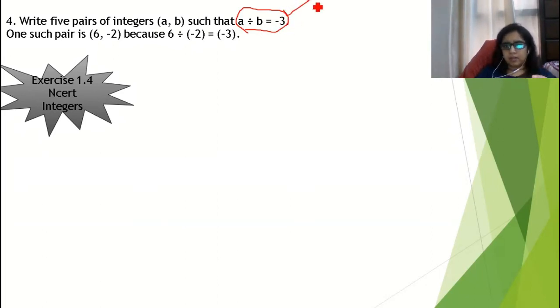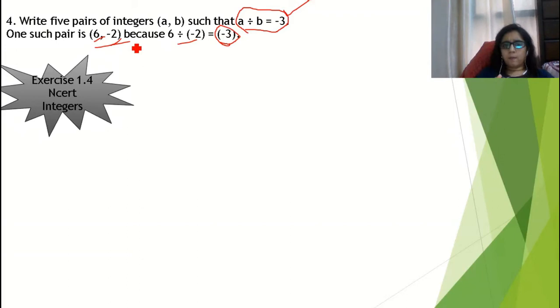They have given the example of one pair, that is they have taken the value of a as 6 and b as -2, because if we divide 6 by -2, we will get the answer -3. And now we have to think about 5 such pairs just like this one pair that they have given as an example.